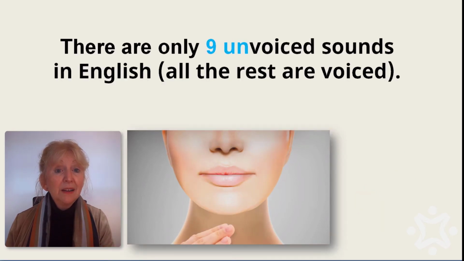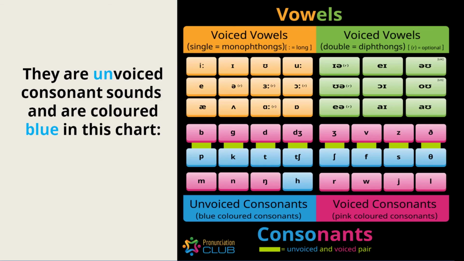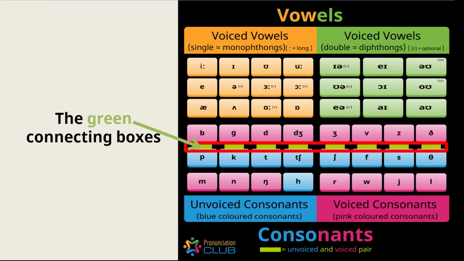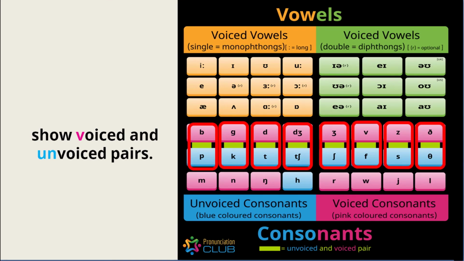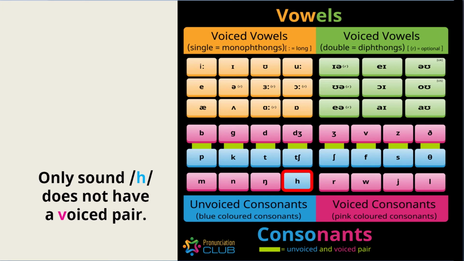There are only 9 unvoiced sounds in English. All the rest are voiced. They are unvoiced consonant sounds and are colored blue in this chart. The green connecting boxes show voiced and unvoiced pairs. For example, b, p. They're made exactly the same way except one is voiced, b, and the other is unvoiced, p. Only the unvoiced sound h does not have a voiced pair.